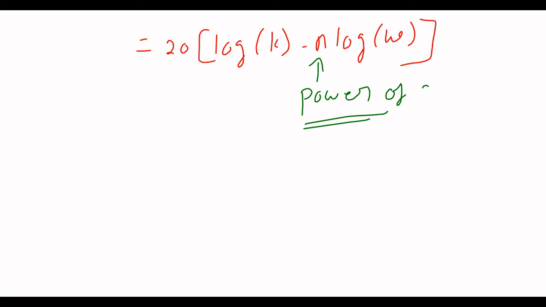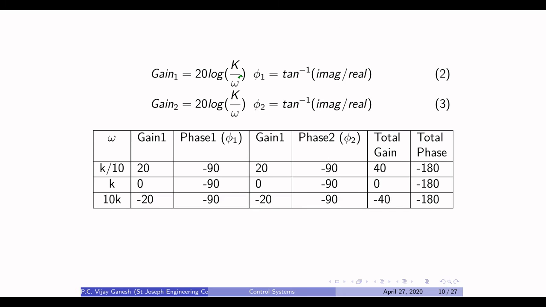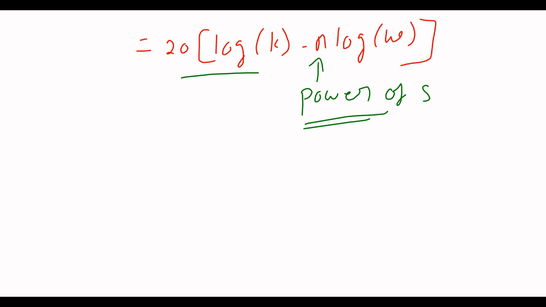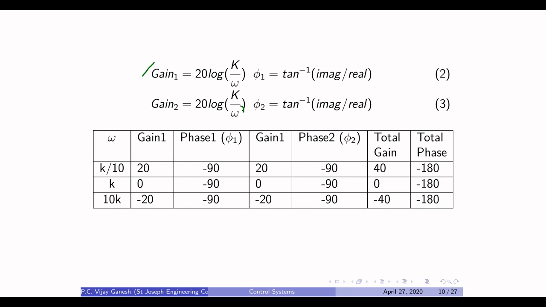So this will be our expression, where we can calculate the values. Here it is given as 20 log of omega, so here the value will be of omega square. Here what I have done is I have calculated it separately. We can use the previous formula, or I can calculate gain 1 and gain 2, and finally have a total phase and total gain.